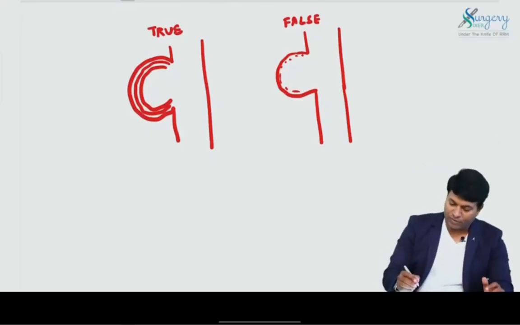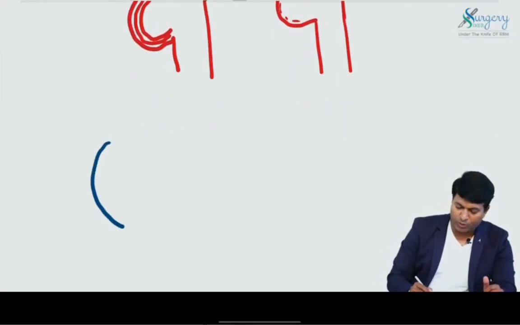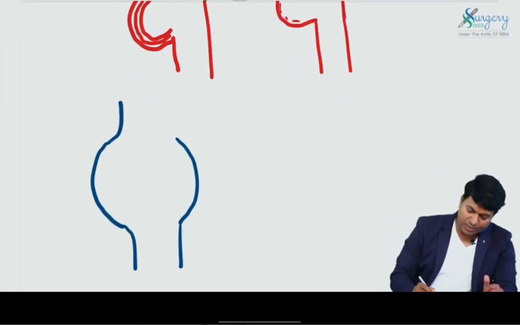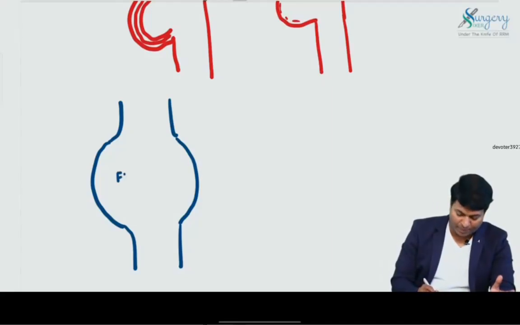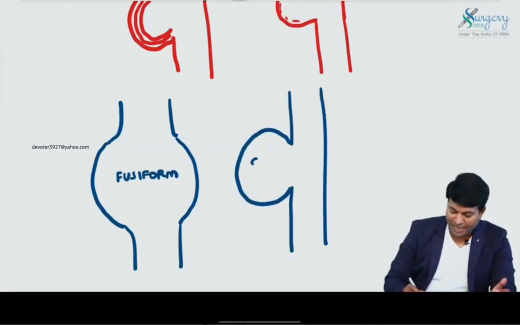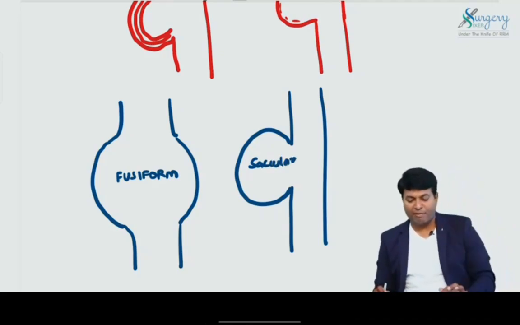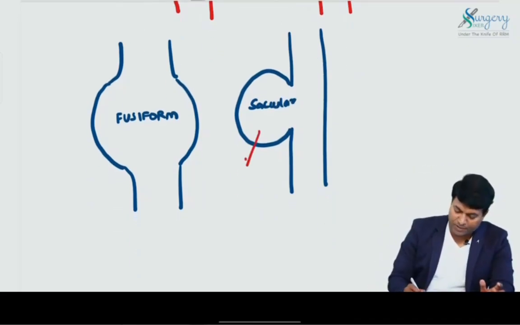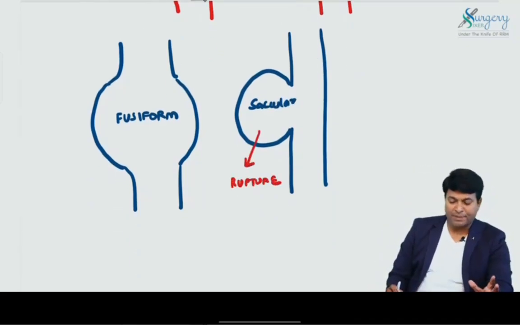Another classification is like this. The aneurysm may be a fusiform aneurysm like this. A symmetrical enlargement is known as a fusiform aneurysm. And what is the shape of this aneurysm known as? This is a saccular aneurysm. It is like a diverticulum from the bowel. A saccular aneurysm is very dangerous because there is a high chance of rupture.